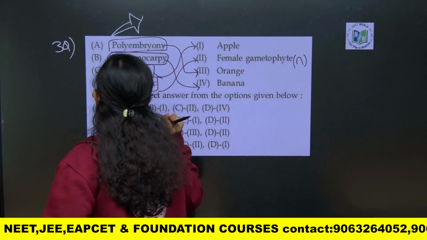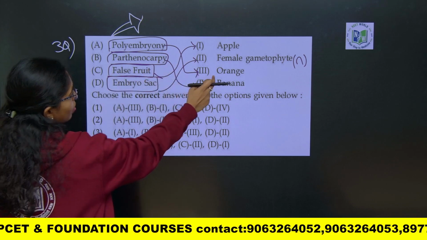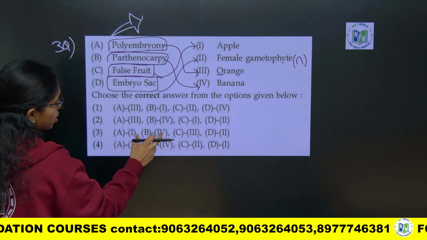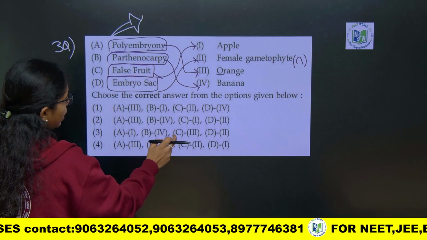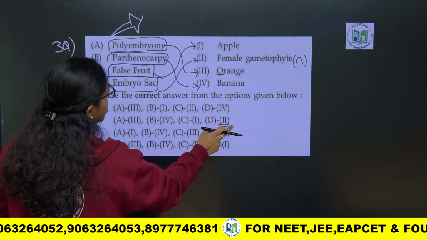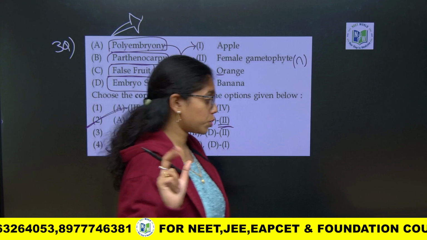So yes, if you look into the options, polyembryony you will see in oranges, that is option 3. Parthenocarpy is option 4. And next, false fruit is seen in apple. Then the embryo sac is the haploid female gametophyte, that is option 2.